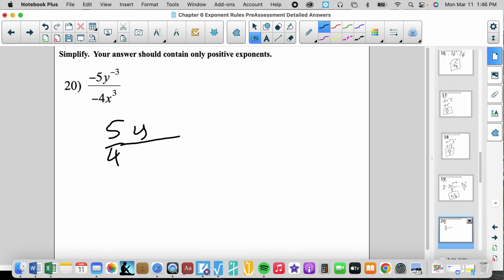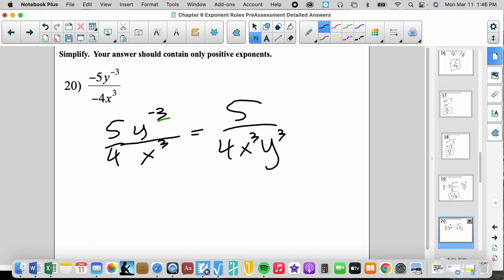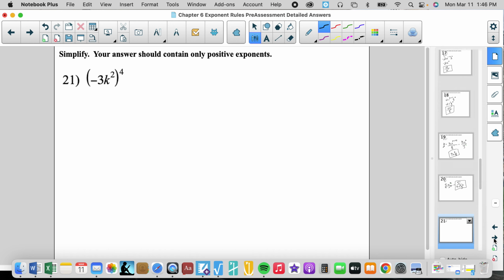My y to the negative 3 and x to the 3rd don't have any partners. So I got to deal with this negative, and that's going to have to move. So that's going to give me 5 over 4x to the 3rd, y to the 3rd. Alphabetical order for those variables.